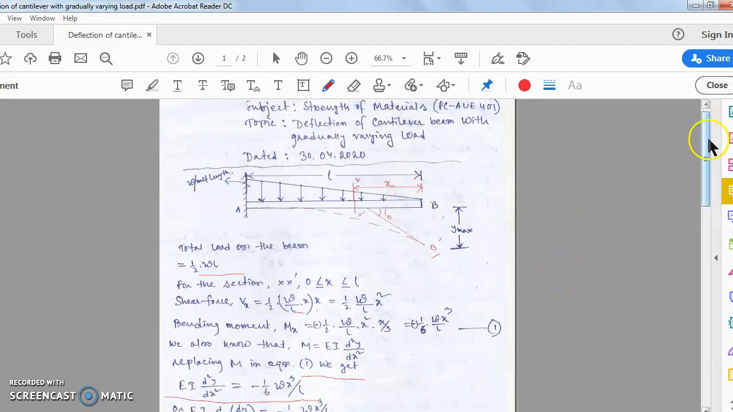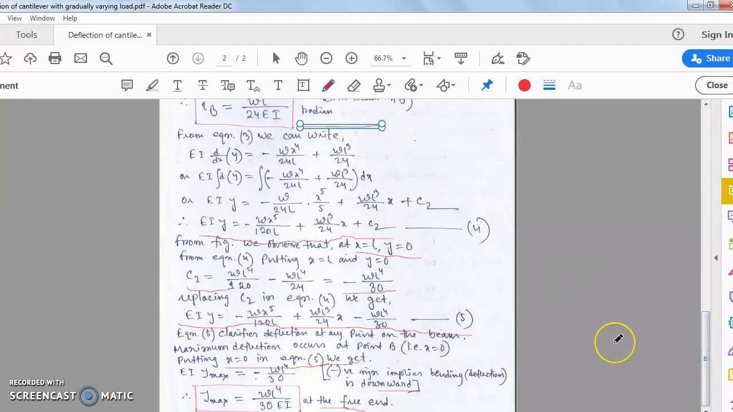Such kinds of deflection equations are solved with the same methodology, which is the double integration method. You have to integrate two times.